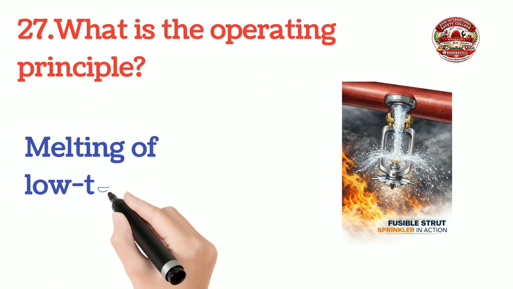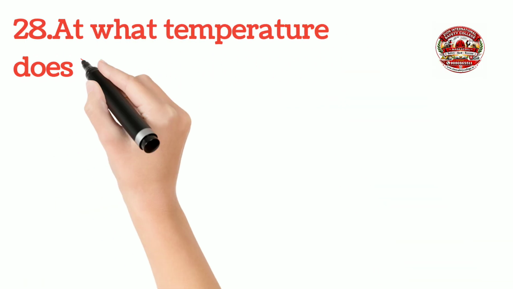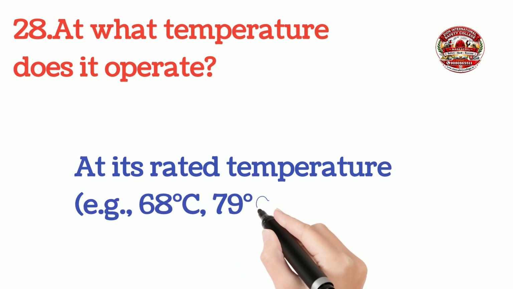What is the operating principle? Melting of low-temperature alloy due to heat. At what temperature does it operate? At its rated temperature, e.g. 68 degrees Celsius, 79 degrees Celsius.